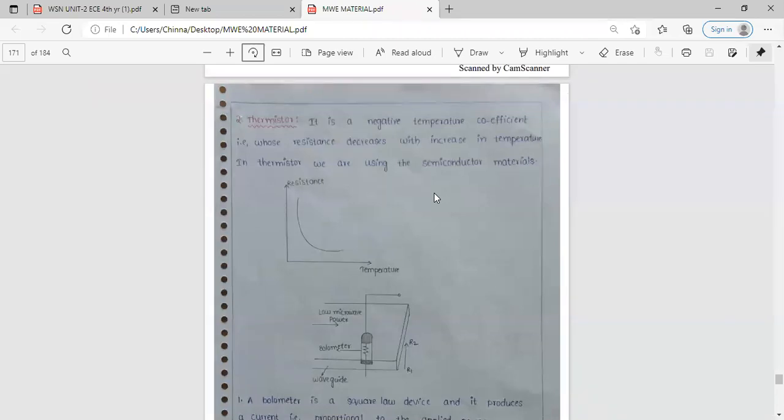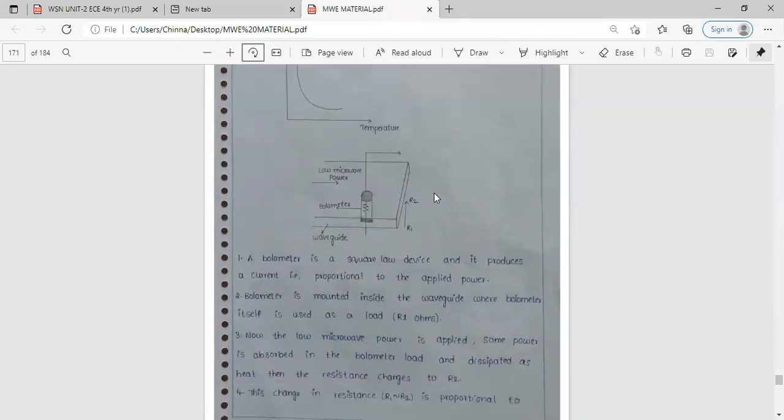Due to that, as temperature increases, the resistance automatically decreases. Here the bolometer is a square law device, and it produces a current that is proportional to the applied microwave power.